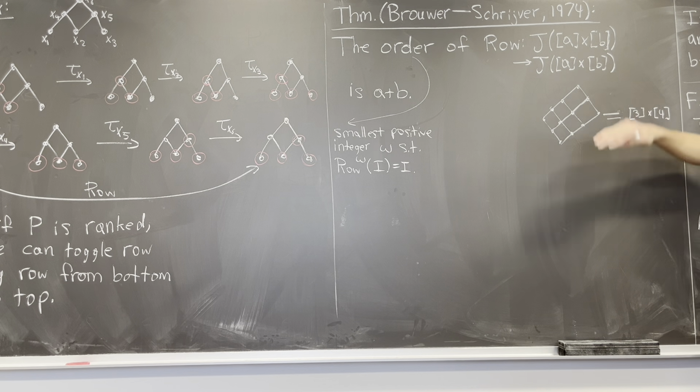Okay, so let me define script W sub A, B to be the set of words over the alphabet 0, 1, so these are just binary words, that use exactly A zeros and B ones.